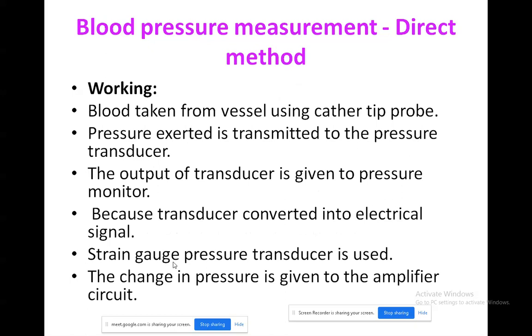So the working of blood pressure measurement: blood taken from the vessel using the catheter tip probe will be exerting the pressure, which will be transmitted to the transducer. That transducer, which holds the electrode, will convert the pressure into a corresponding electrical signal. The type of transducer used is a strain gauge pressure transducer, because this will measure the electrical signal corresponding to a change in pressure value.